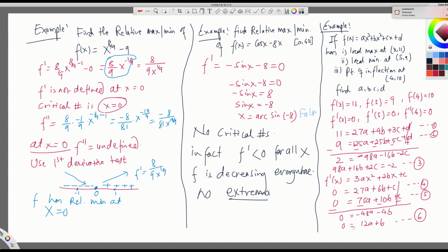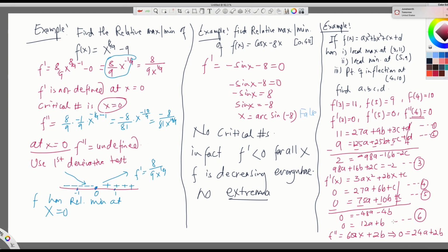Now what we want to do next is, I want to use that information, okay? F double prime of 4 equals to 0. What is f double prime? I'm running out of space, but let me find out f double prime. F double prime is, you'll get c out, right? So that will be 6ax plus 2b. And then use that f double prime 4 equals to 0.